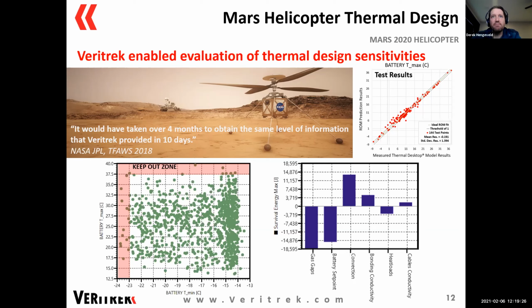We looked at the design envelope and we also looked at thermal sensitivities. In talking to JPL, this is an effort that probably would have taken months. I think they said about 4 months, and we got that done in about 10 days using reduced order modeling. All right, next slide.